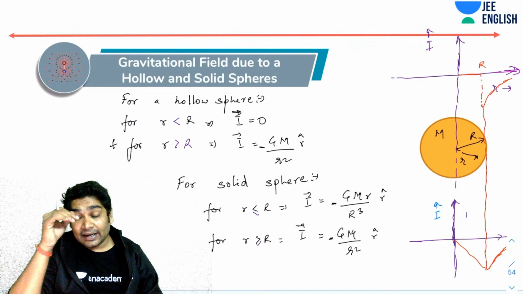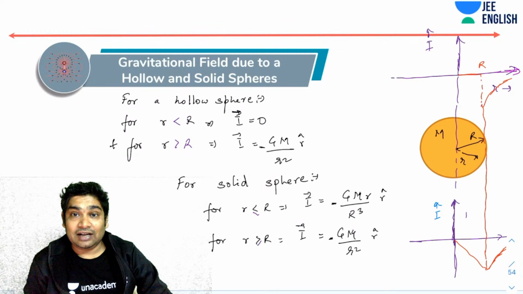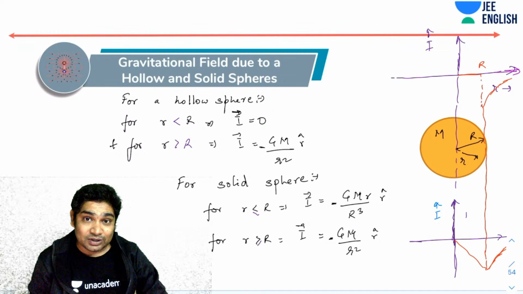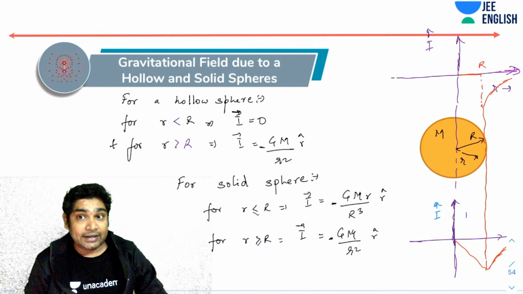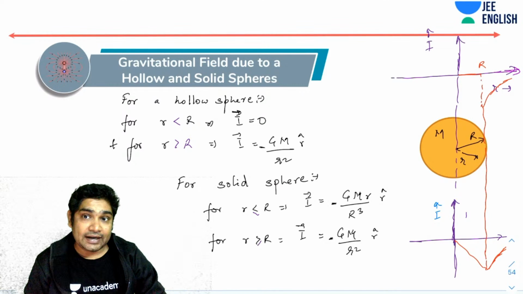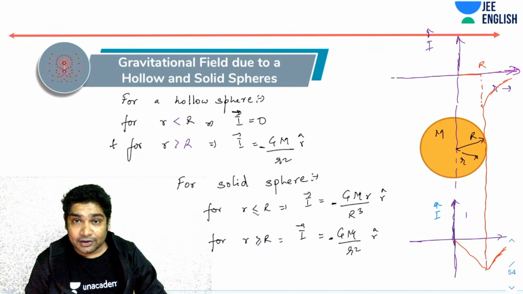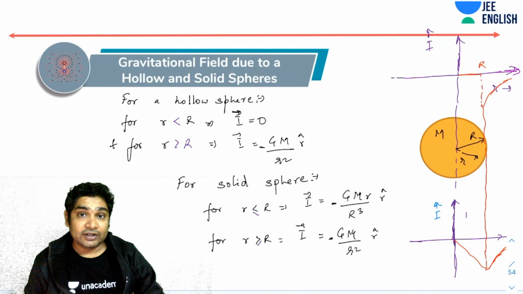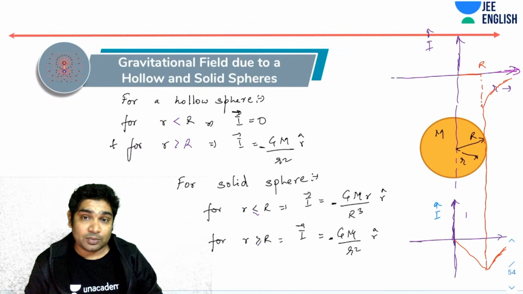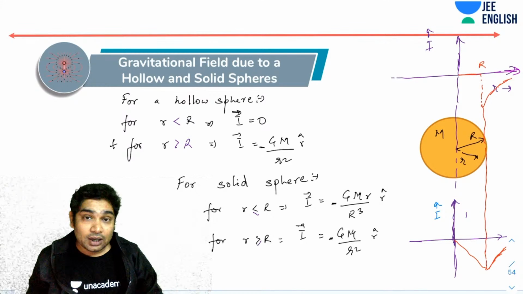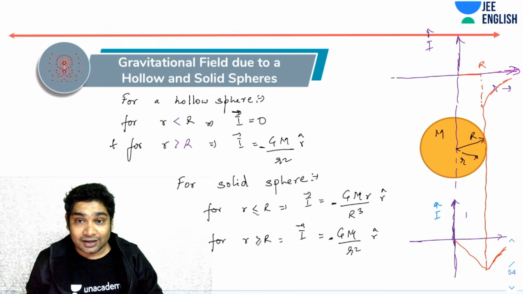Again, you should be remembering these graphs also, and always pay attention to the language. Whenever they tell you that the magnitude of field intensity is to be plotted, then you would have this on the positive side. If they tell you that the vector of field intensity has to be plotted, then you would make it on the negative side.